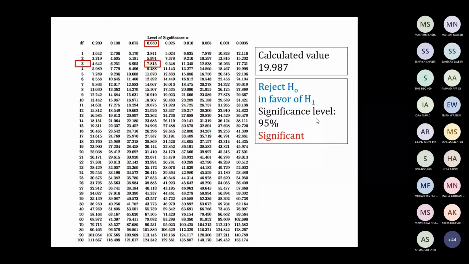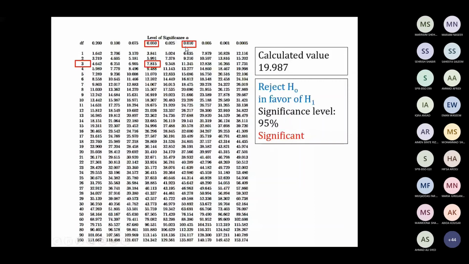and if the value is found to be significant at this level, then we need to check whether it is significant at the upper levels as well. So the next level is 0.01, and the value here is 11.345. See that our calculated value is greater than this value as well.